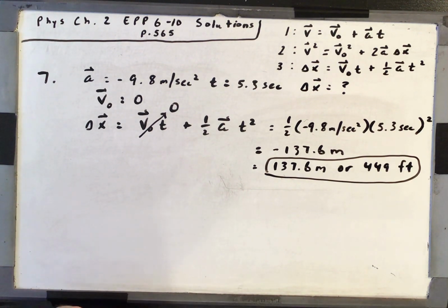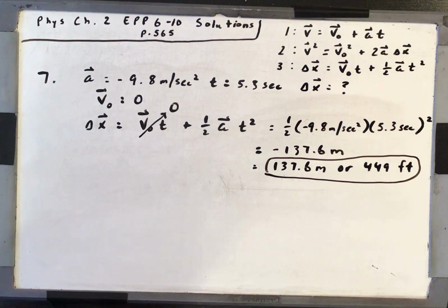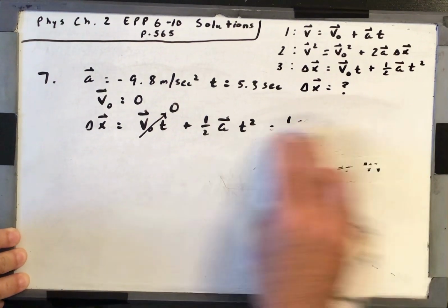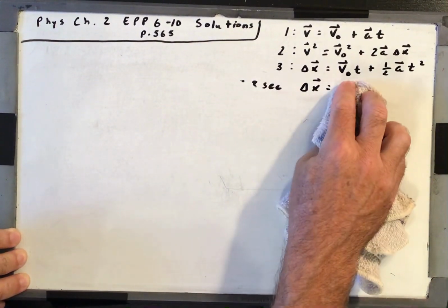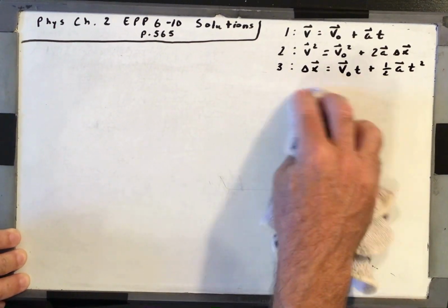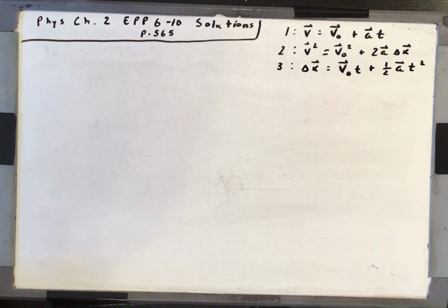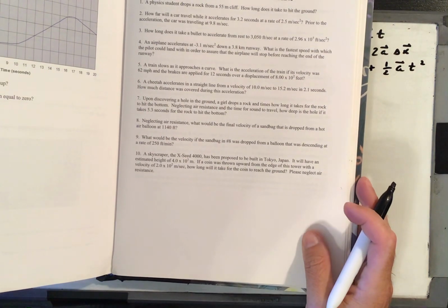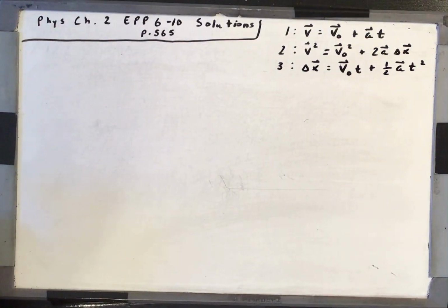All right, I think number 8 and number 9 are related, so I'm going to go ahead and erase and put those together on the board. So they use some of the same information. All right, number 8 says, neglecting air resistance, what would be the final velocity of a sandbag that's dropped from a hot air balloon at 1,140 feet?